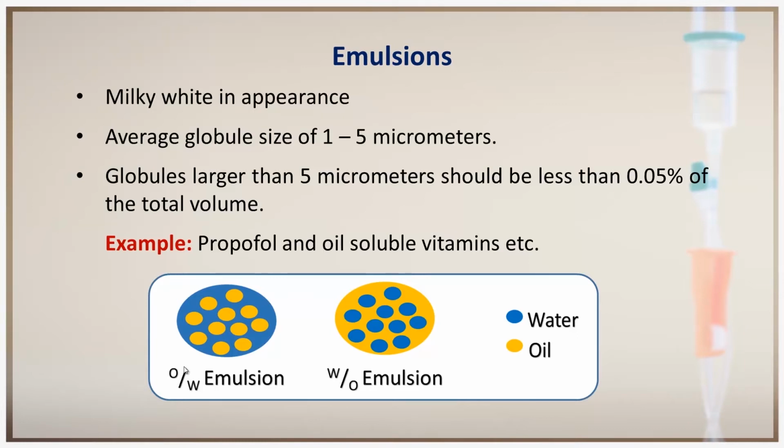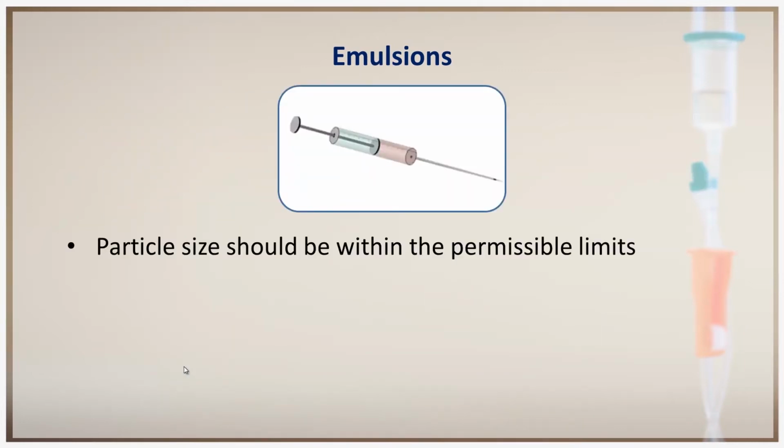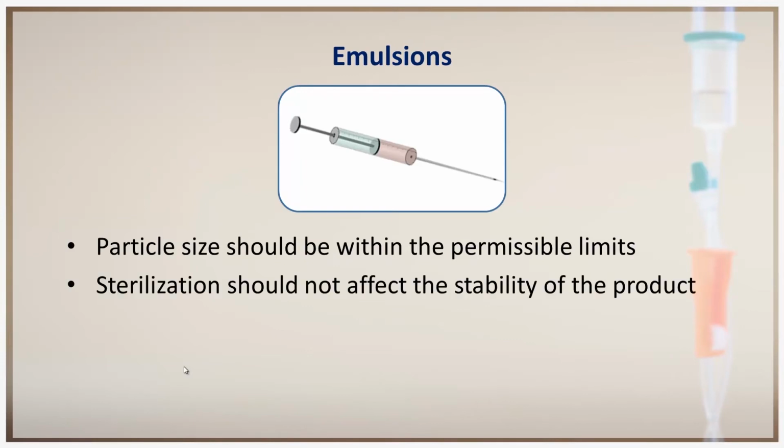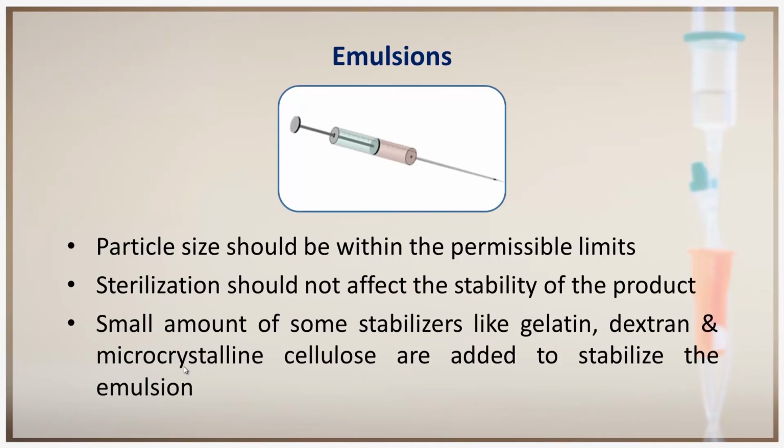to more examples. For emulsions, the particle size should be within the permissible limit to prevent the formation of emboli in blood vessels and to prevent rancidity of the oil phase. And the stability is important as sterilization should not affect the stability of the product. And a small amount of stabilizers like gelatin, dextran and microcrystalline cellulose are added to stabilize the emulsion.